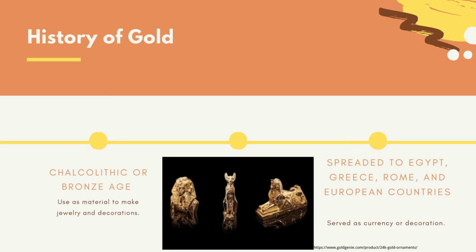And now we are going to talk about the history of gold. Since we started to use gold really early in human history, there's no clear data to show when we first used gold. However, we know that artists in the Chalcolithic or Bronze Age used gold as material to make jewelry and decorations, and later gold spread to Egypt, Greece, Rome, and European countries, serving as currency or decorations.